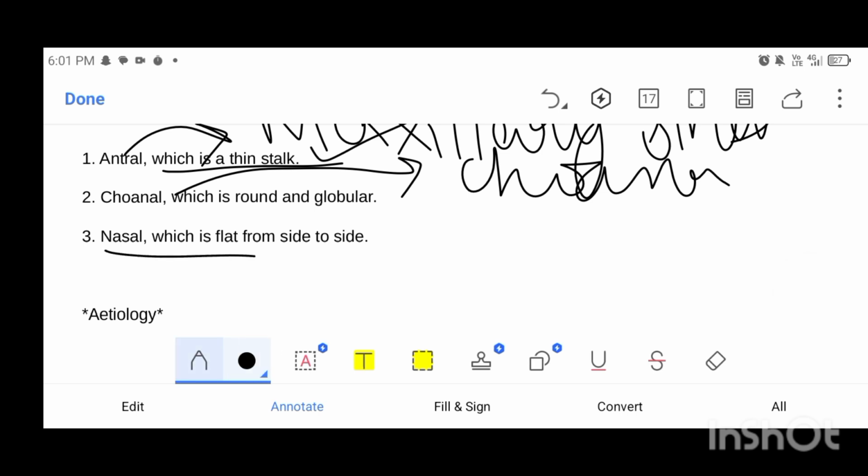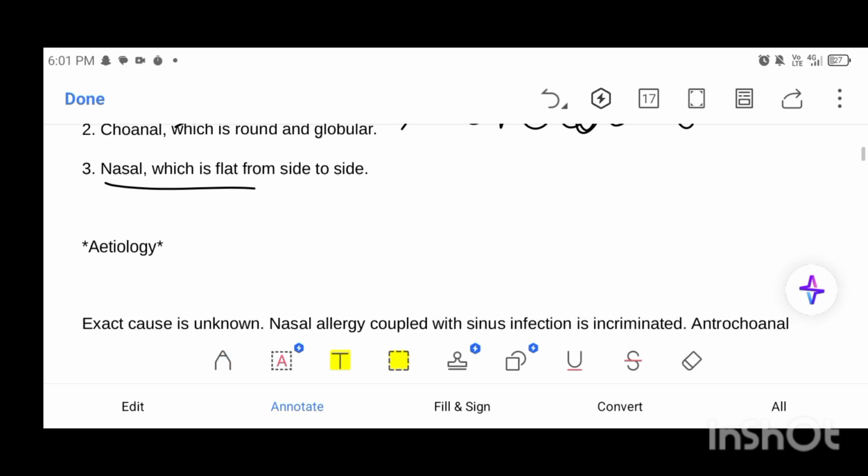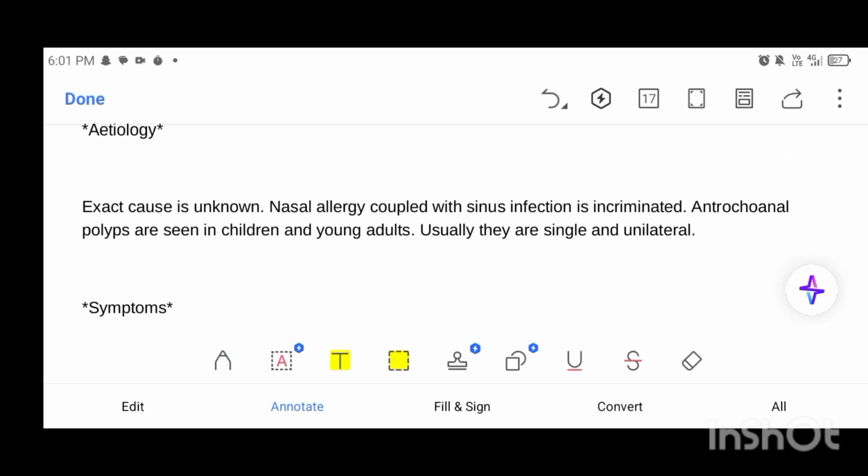Now moving forward, let us discuss its etiology. Its exact cause is unknown. Nasal allergy and sinus infection are basically the causes of antrochoanal polyps, and they're usually seen in children and young adults. The main point is they are single and unilateral. The patient has a polyp on one side only, and when we examine the polyp, it has three parts. One is the antral part, which opens in the maxillary ostium. One is the choanal part, which opens in the choana, and one is the nasal part, which opens to the nose.